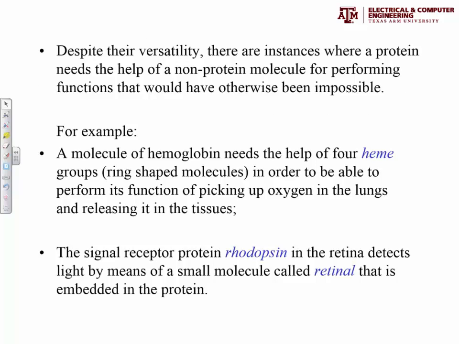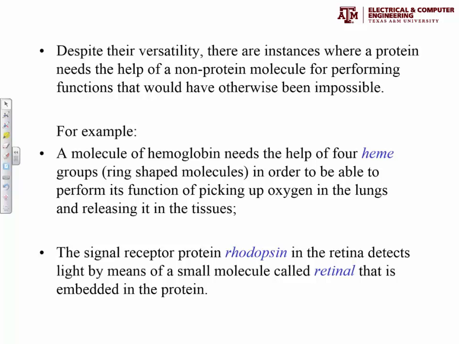Now, as I've been saying from the beginning of this chapter, proteins are extremely versatile molecules. They are responsible for most cellular functions. Despite their versatility, there are instances where a protein will need the help of a non-protein molecule for performing functions that would have otherwise been impossible.